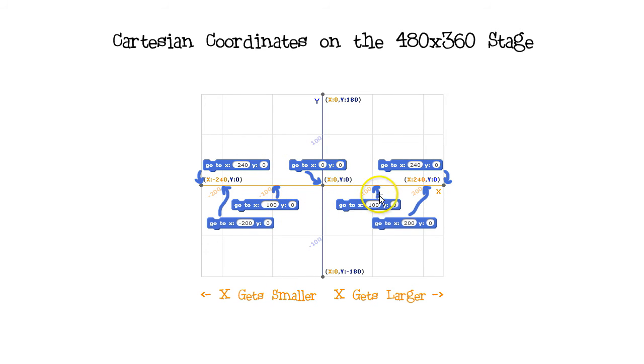These go-to blocks will place the sprite along the center line across the stage because all the y values are 0. Go to -240 and 0 is the leftmost part of the stage. Then moving to the right, go to -200 and 0 goes here. Go to -100 and 0 goes here. Go to 0, 0 goes here in the center.